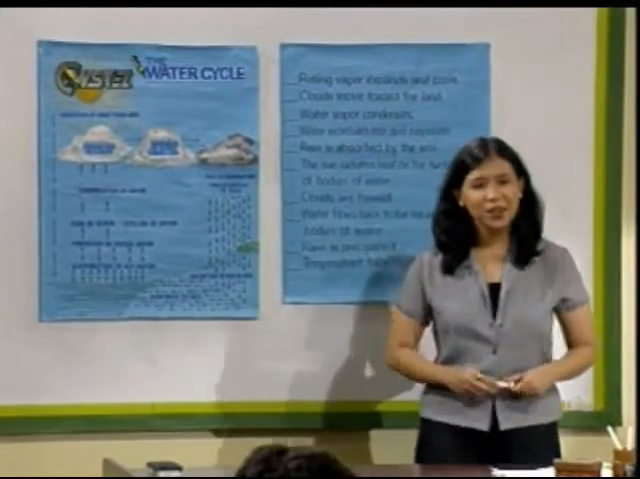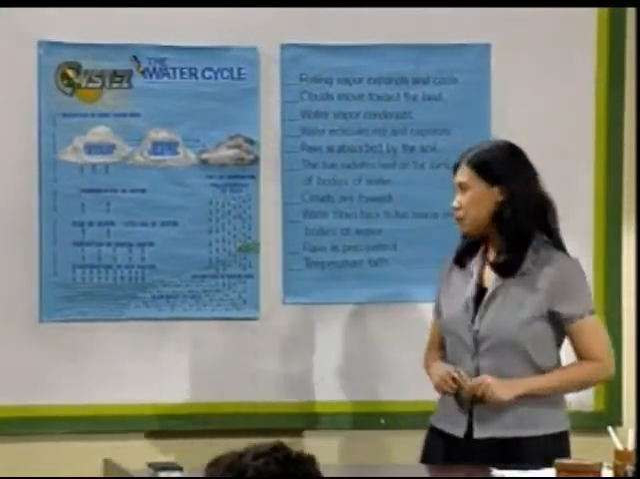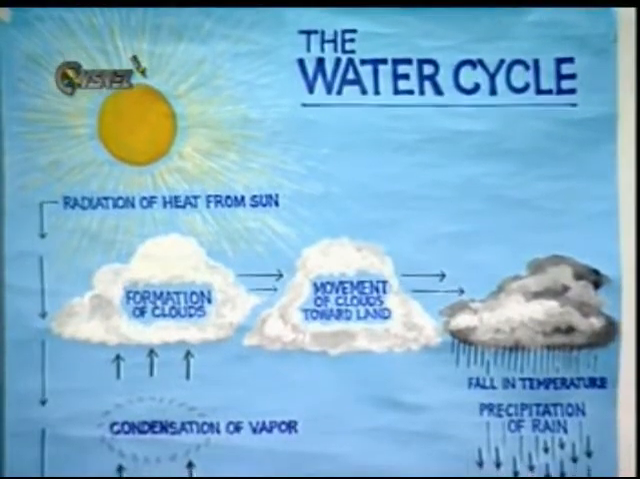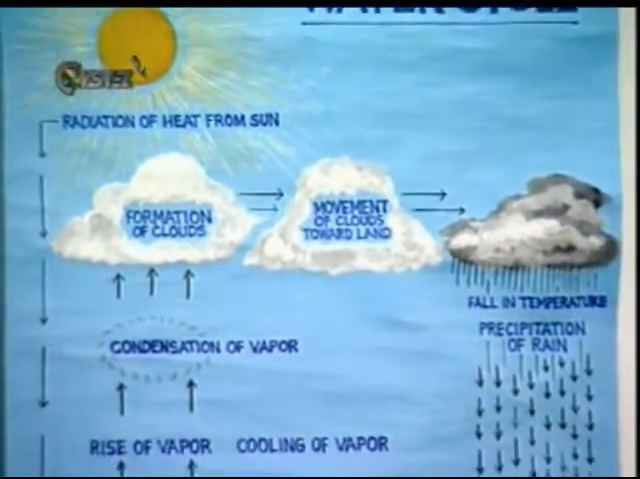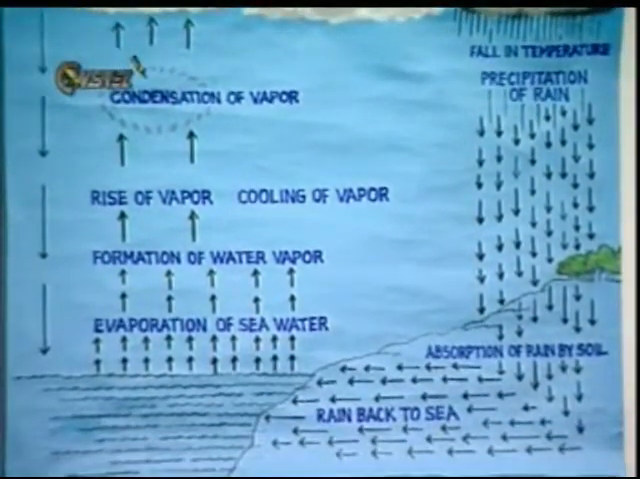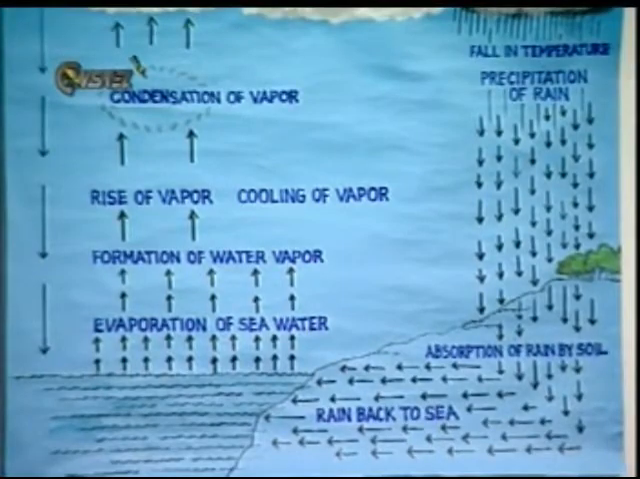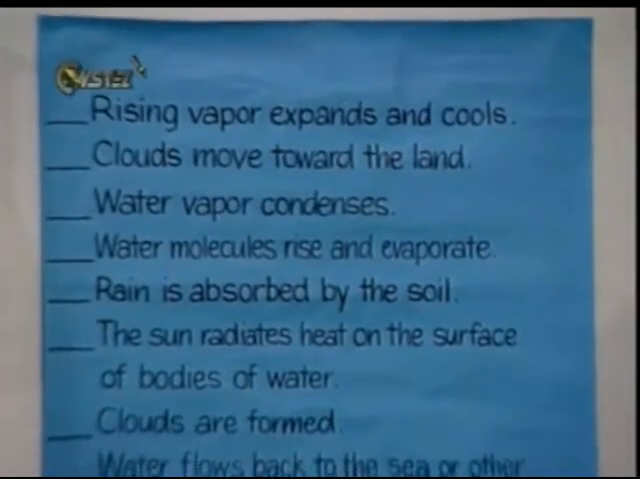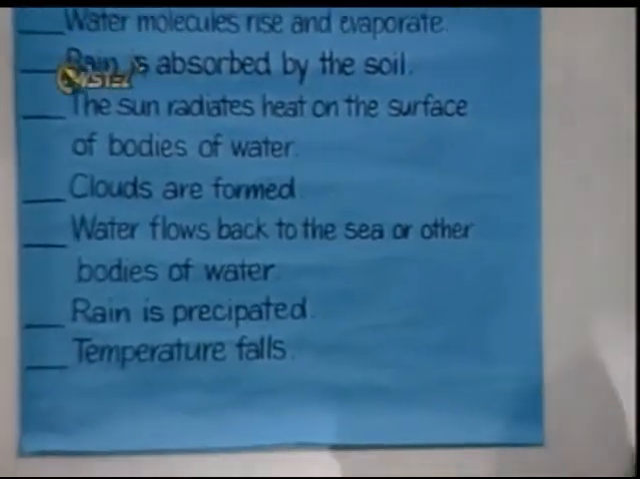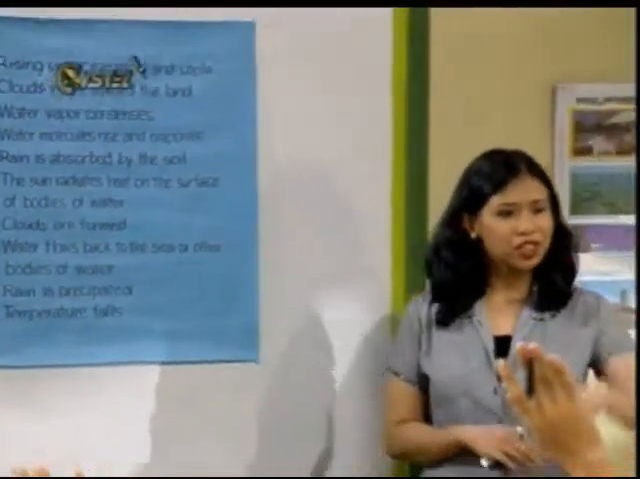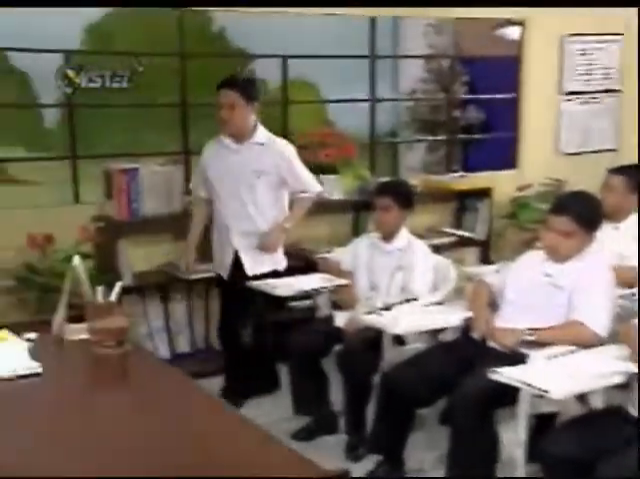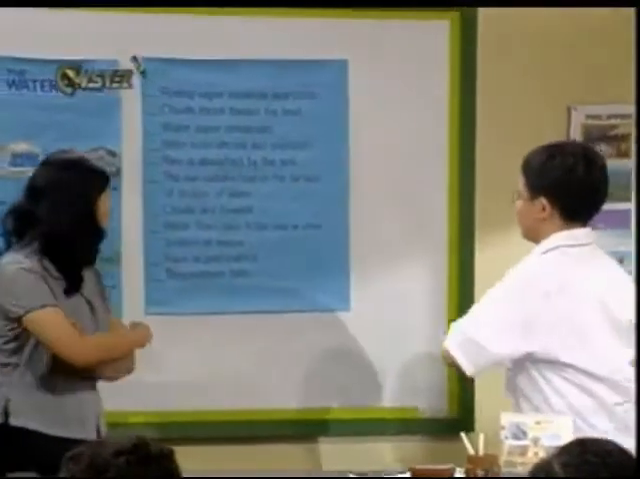Okay, here's another exercise for process description. Now look at the picture of this water cycle. And then look at the sentences. These sentences are not in order. Now what I want you to do is arrange them chronologically according to the picture. Can anyone do this? Jason. Okay. Here. Let's see.